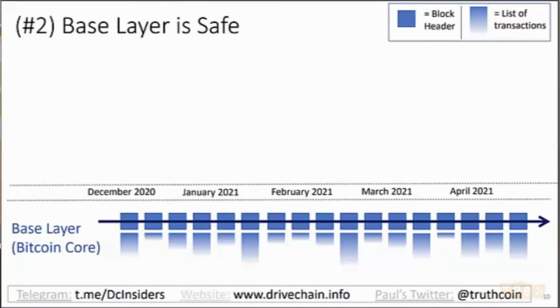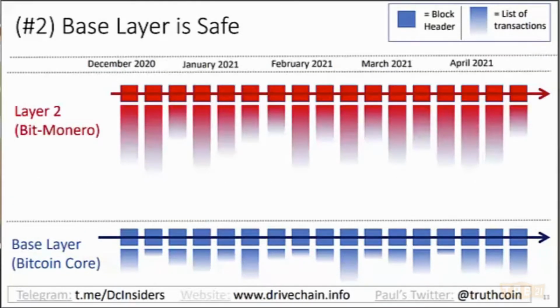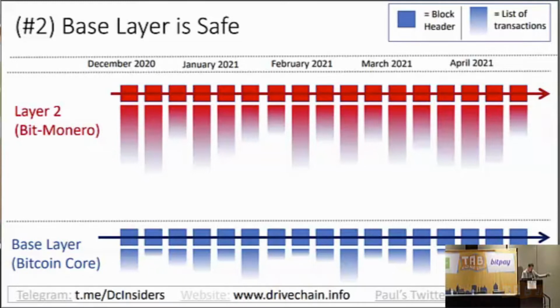And now, what if there was a sidechain this whole time, like a clone of Monero? So we're going to clone Monero, and we're going to say this sidechain has been here the whole time, and we're going to put it up on the slide in red. And it has its own blocks, and its own block headers, and its own blockchain, from December on the left to April on the right.